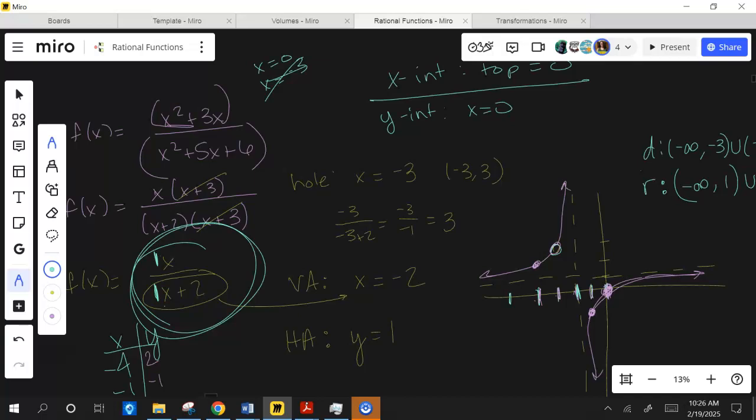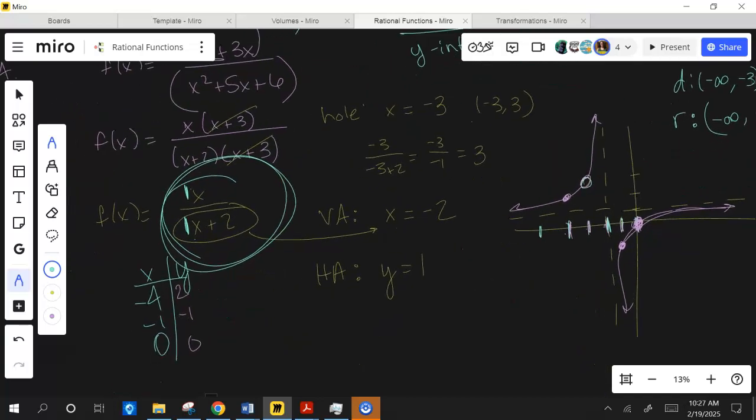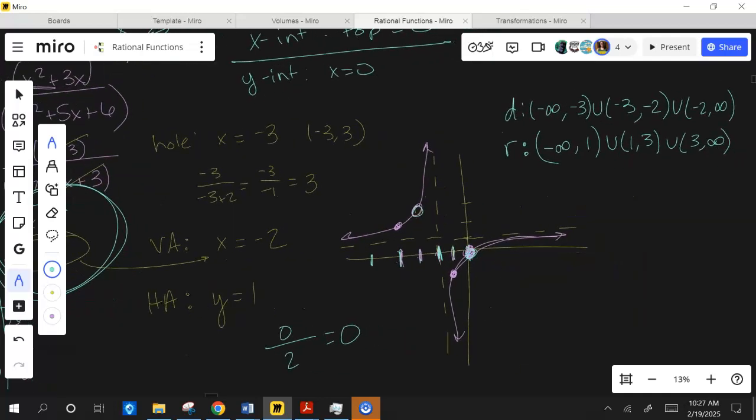So does everybody hear that? Take the hole out before you find the intercepts. Take the hole out and then find your intercepts. It's x over x plus 2. For the y-intercept, it would be 0 because 0 over 2. And you can look at your graph, it's crossing at 0, 0, so your x-intercept is 0 and your y-intercept is 0.